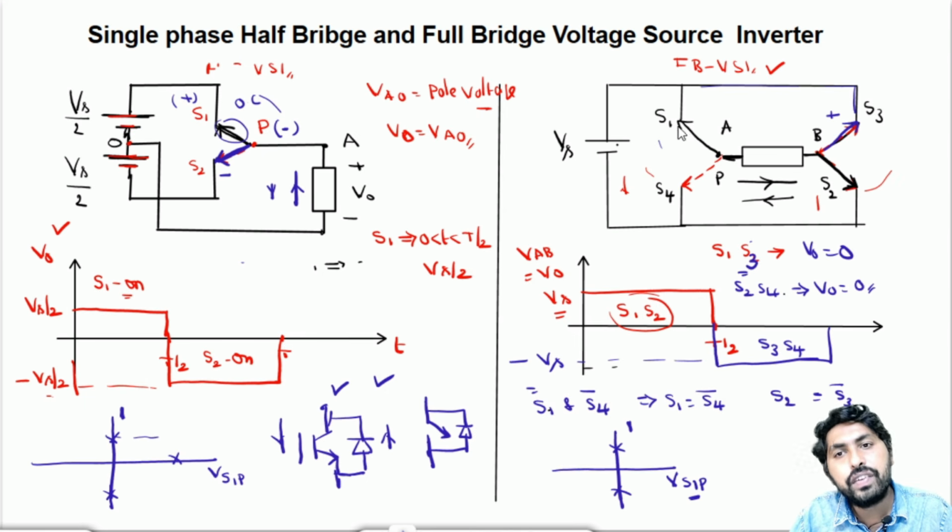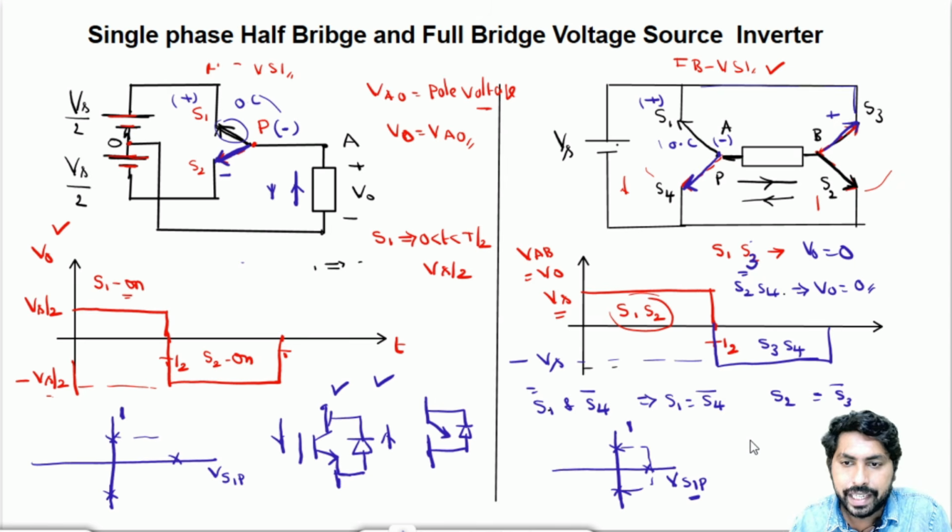To find the VS1P, let me close the switch to the S4, and this switch will be in the open circuit condition. During that time, S1 will connect to the positive of the source, here closer to the S4. So S4 is connected to the P, and P is the negative. If I apply the voltage, it will be positive and negative, so it should block the positive voltage, and it should carry the current in both directions.